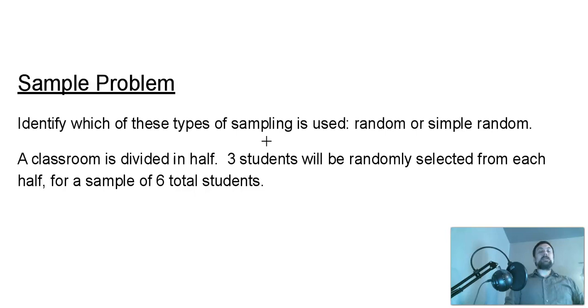Identify which of these types of sampling is used, random or simple random. A classroom is divided in half. In fact, I kind of want to talk about maybe not is it random or simple random, but maybe I've typed this question poorly. Is it random? Is it simple random? So let's answer both of those. A classroom is divided in half. 3 students will be randomly selected from each half for a sample of 6 total students.